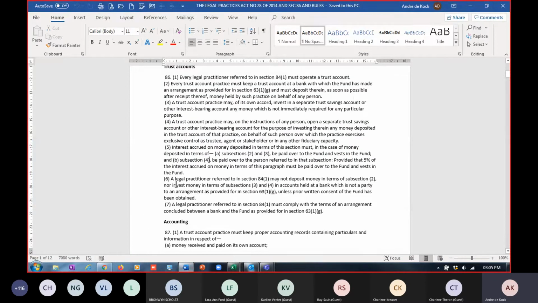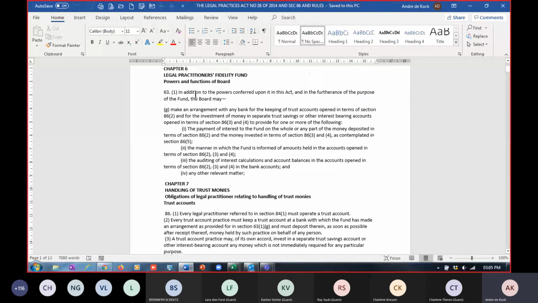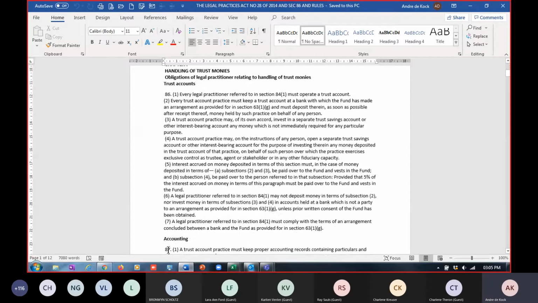Then again, it goes on to 6. A legal practitioner may not deposit money in terms of subsection 2, nor invest in terms of subsections 3 and 4, in accounts held at a bank which is not a party to an arrangement as provided for. Remember that arrangement that we spoke about this morning that the board has with these various banks? If the bank is not a party to that arrangement, then the legal practitioner may not put his money in there or make any investments with that bank unless the prior written consent of the fund has been obtained. And I don't think you would get that prior written consent easily.